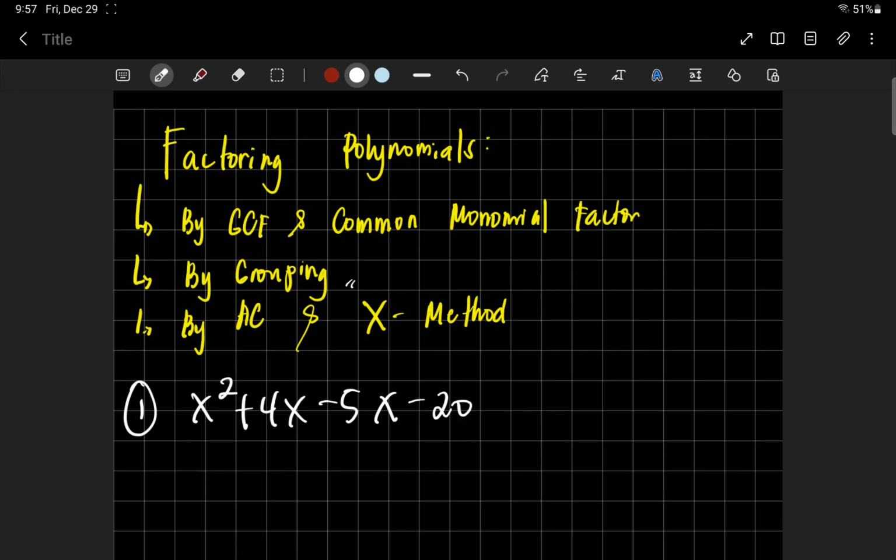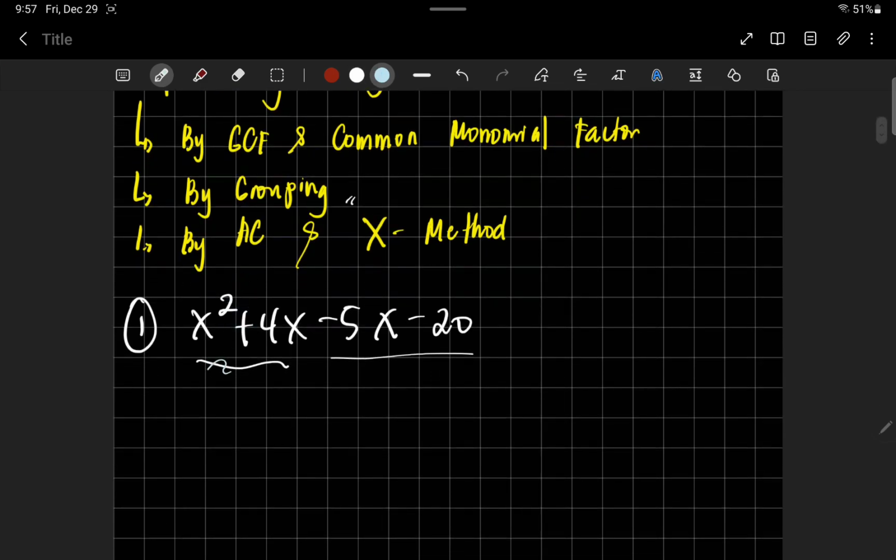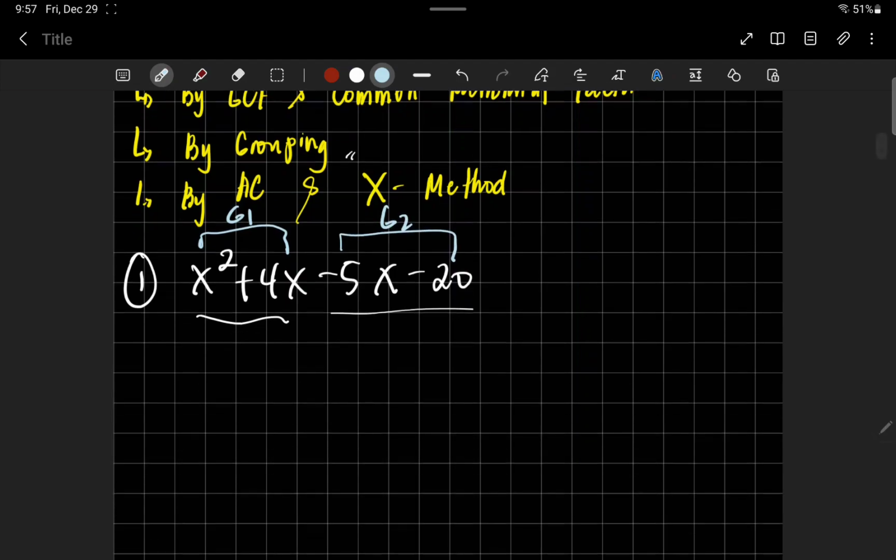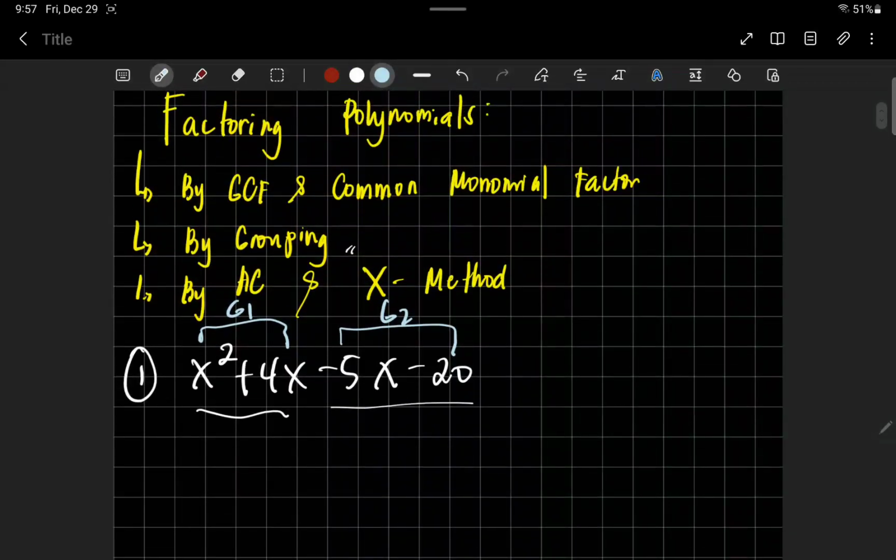On this method, ginagroup natin yung polynomials natin based dun sa kanilang mga common factor sa bawat terms. Like on this one, sa number 1, if we have x squared plus 4x minus 5x minus 20, pwede natin i-group to into 2. Pwede natin paghiwalayin si x squared plus 4x and si negative 5x minus 20. So let's say, ito yung magiging group 1 natin and this one will be our group 2. So kunin natin yung factored form nung bawat group.